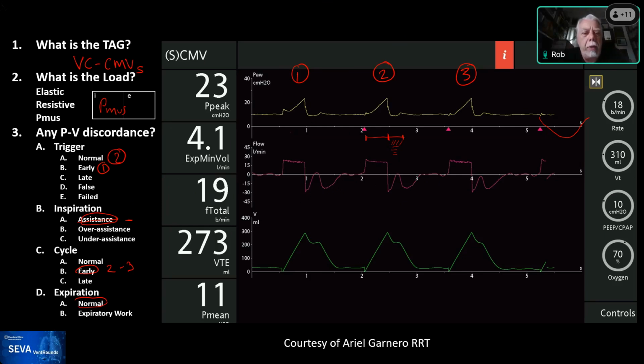Just to reiterate what you said, I imagine you would have seen early triggers and early cycles mixed together. And someone might say, well, which one do I pick, right? I think you already said the way to determine what's going on is to do the expiratory hold, and that would unveil the very long PMUS. Yes. Which would indicate the problem is the early cycle, primarily.